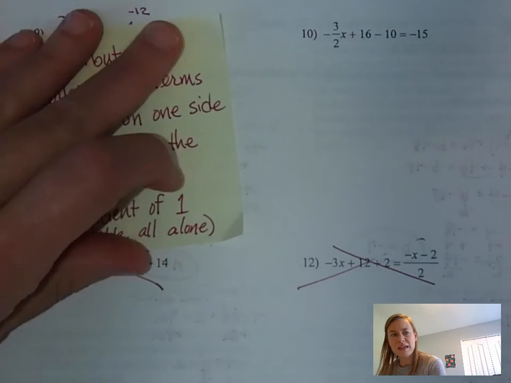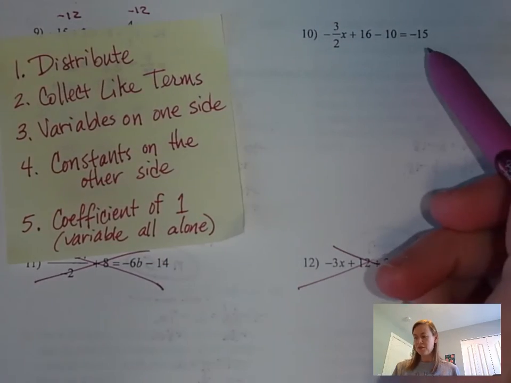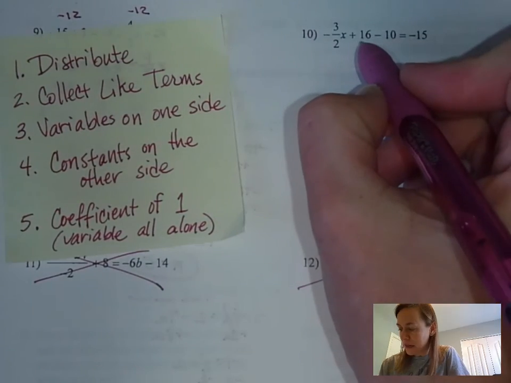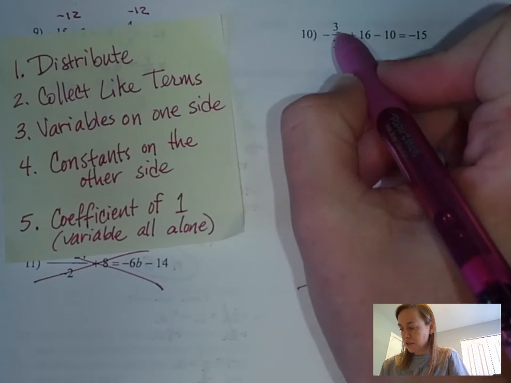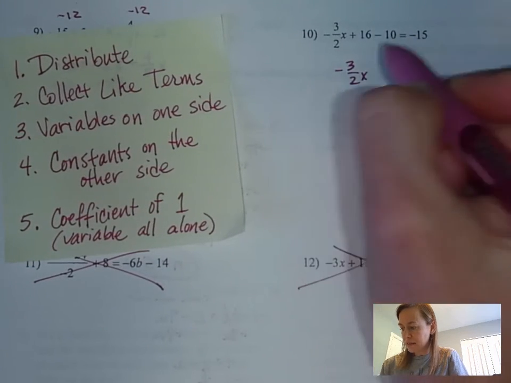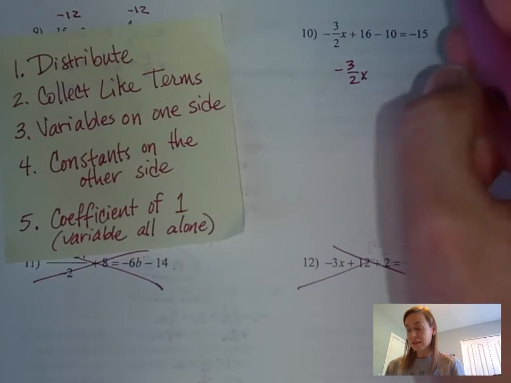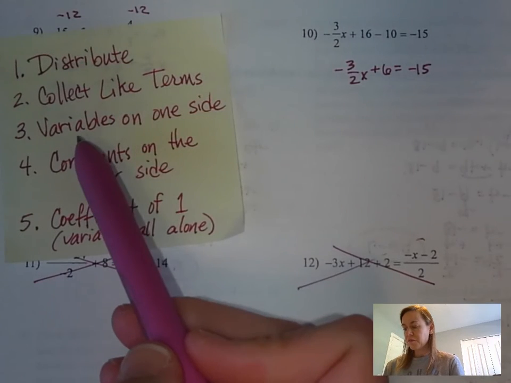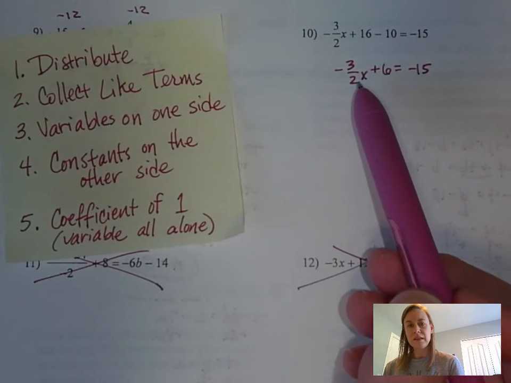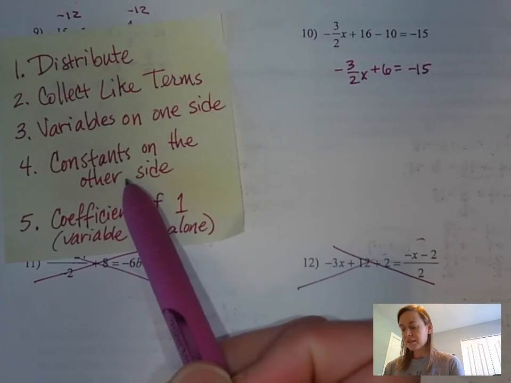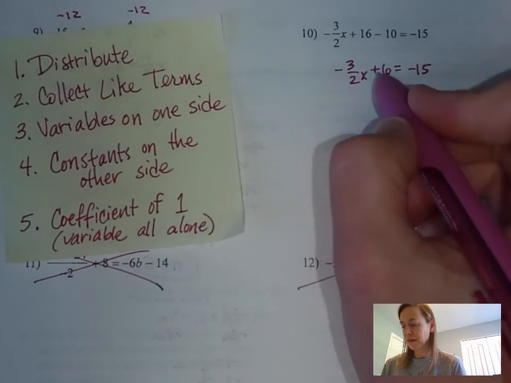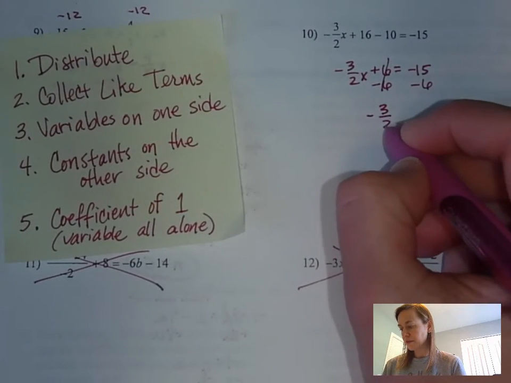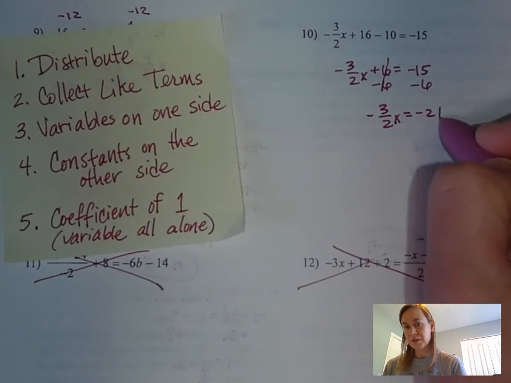So over here on number 10, first of all, anything to distribute? Nope. Any like terms? Yes, there are like terms. Looks like we need to combine the 16 and the negative 10. So let's just bring down the negative 3 over 2x. And now 16 minus 10 is going to give us 6. Okay. Variables on one side. Looks like there's only an x on the left, so we're good with that one. Constants on the other side. All right, let's move that 6 over that way. So subtract it from here. And that's going to go to 0. You have negative 3 over 2x equals negative 21.